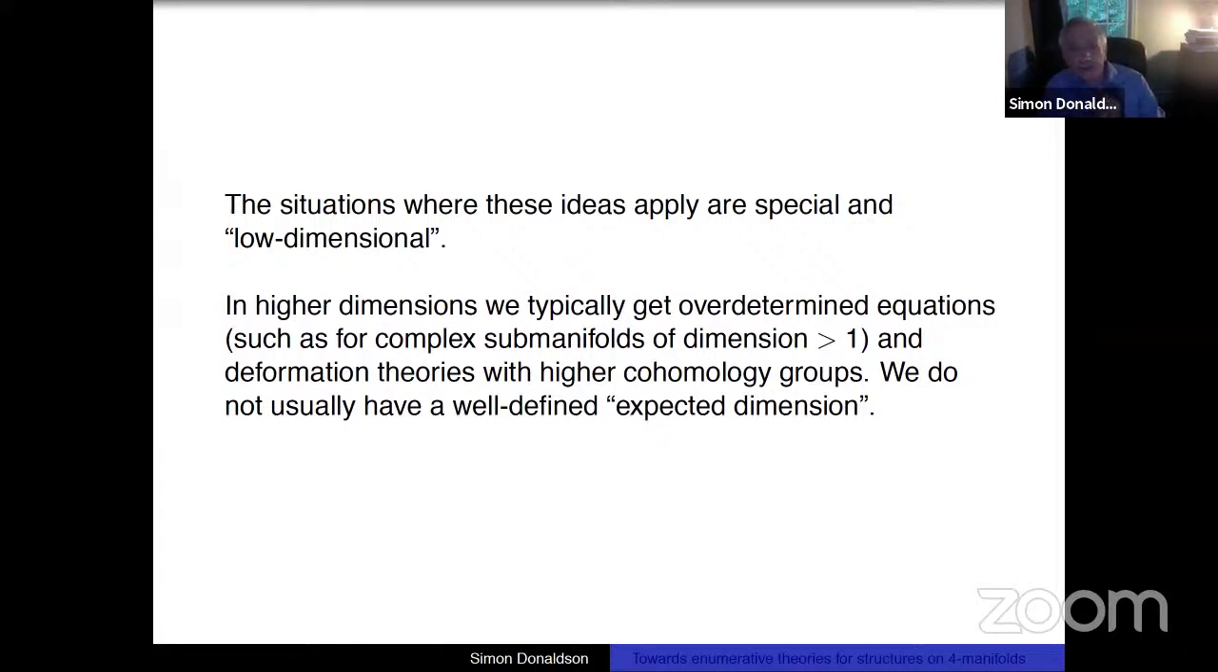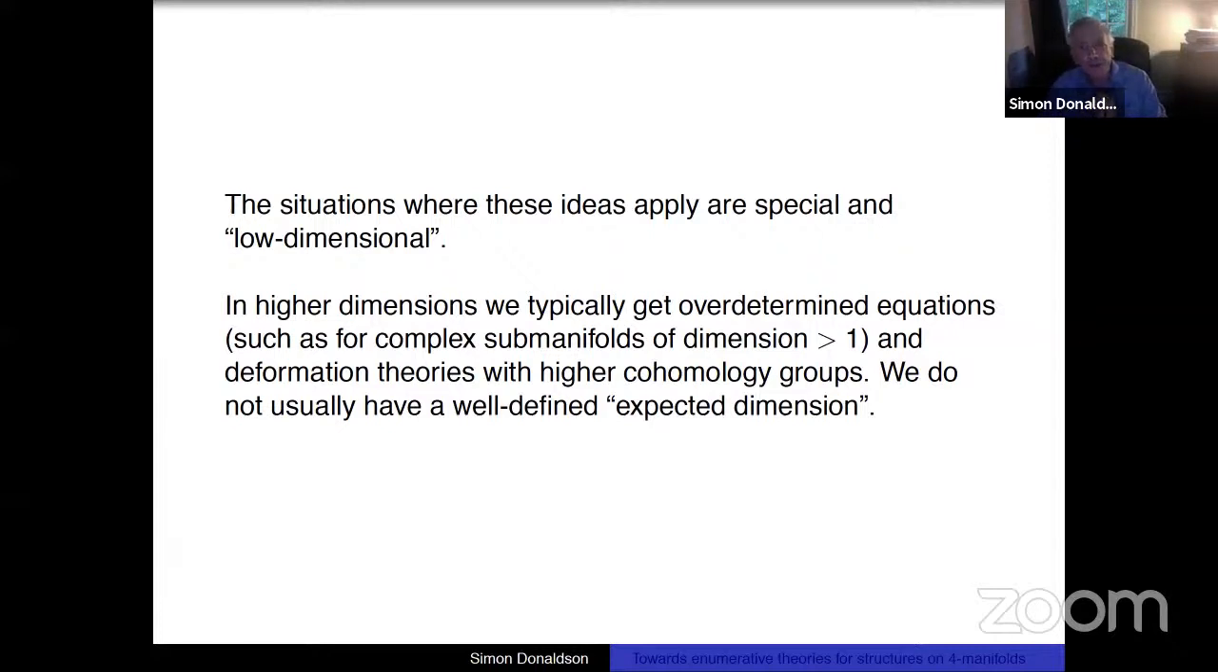In higher dimensions, we typically get overdetermined equations. So for example, if we look not at complex curves, but at complex submanifolds of higher dimension, then the equation defining those is overdetermined. If we try to find a complex submanifold of higher dimension in our general almost complex manifold, then we won't find any at all.